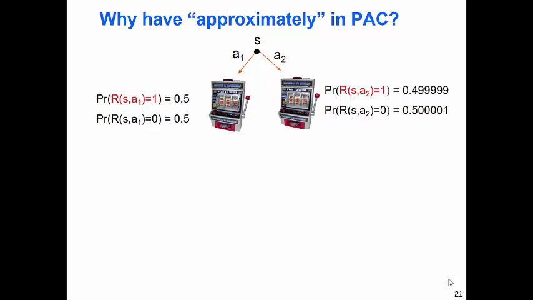And that's because in theory, if your arms are arbitrarily close to one another, you would have to have an arbitrary number of samples to actually distinguish them. So you can never really guarantee that you're going to get the best arm, but you would like to be able to guarantee that you get close to the best arm.